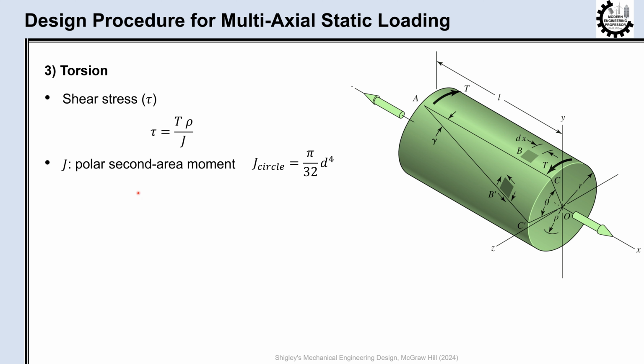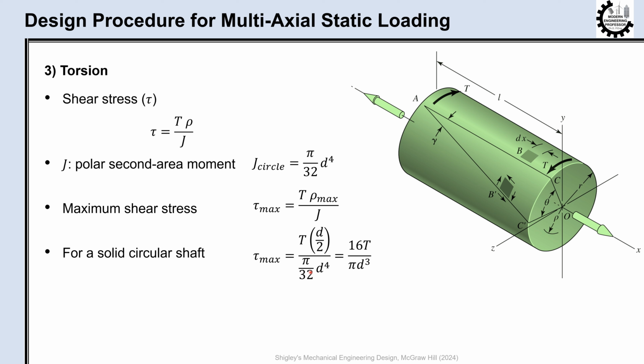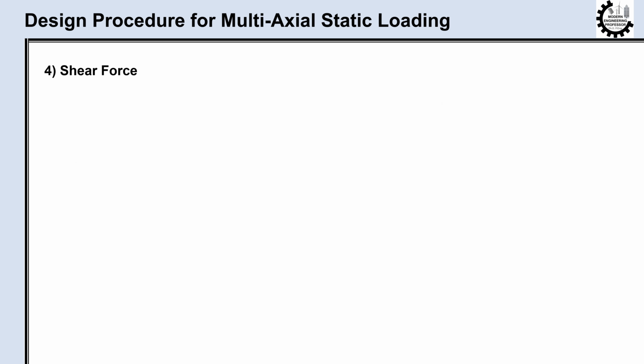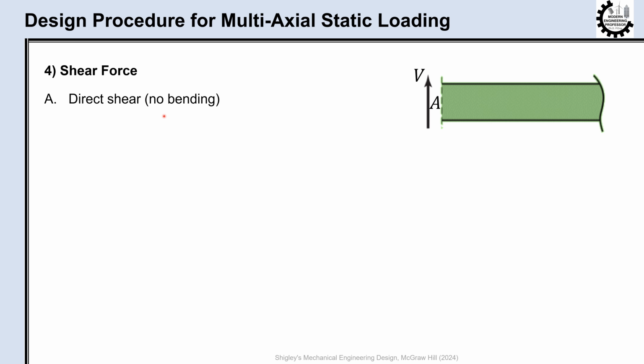The maximum torsional stress will occur where radius is the largest, which would be at the outer perimeter. For circular shafts, using maximum radius as d over 2, the maximum torsional stress is given by the following equation. A shear force results in a shear stress. There are 2 different scenarios when analyzing the shear force. First is the direct shear that occurs when there is a shearing action with no bending.